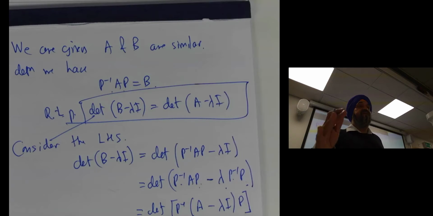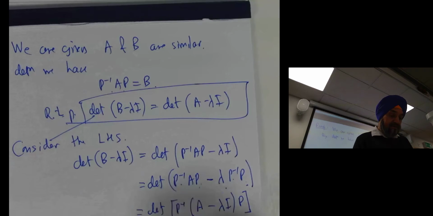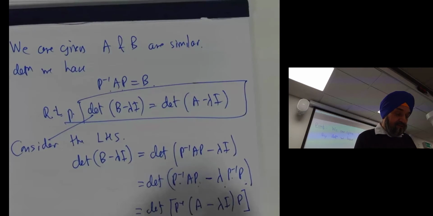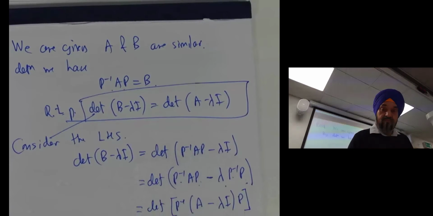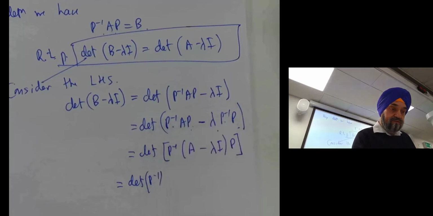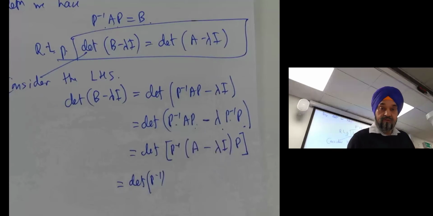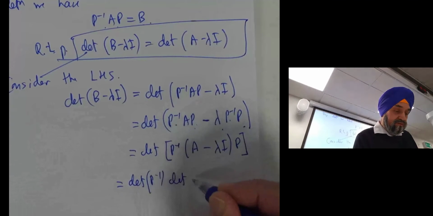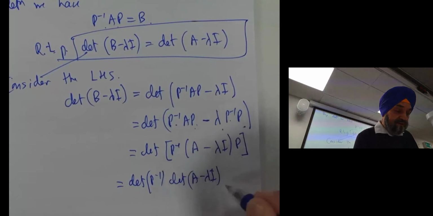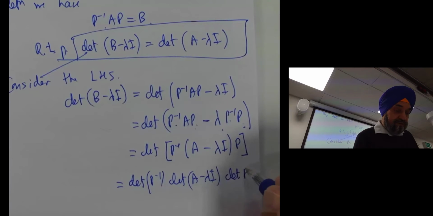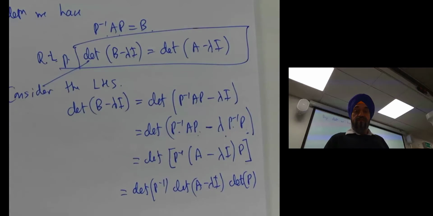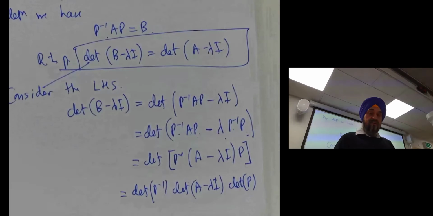You can take the determinant in, like the square root, okay? Determinant of P minus 1 times the determinant of A minus lambda I times the determinant of P. Okay? Now, we want to show, look at our destination.